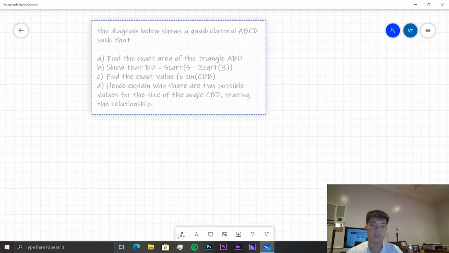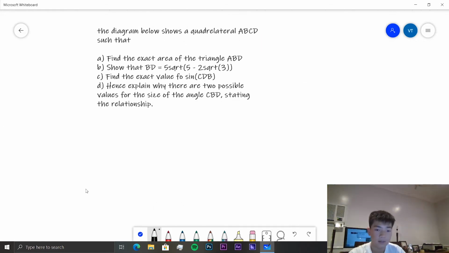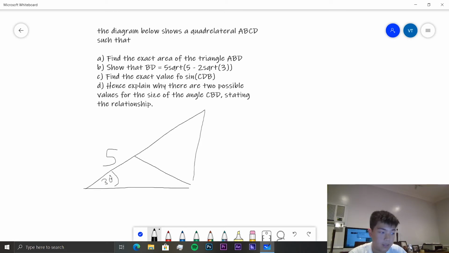Okay, so the diagram looks like this. We have this here, that here. So this is 5. This is 30 degrees, this is 10, this is 45 degrees, and this is 13. So this is A, B, C, D.